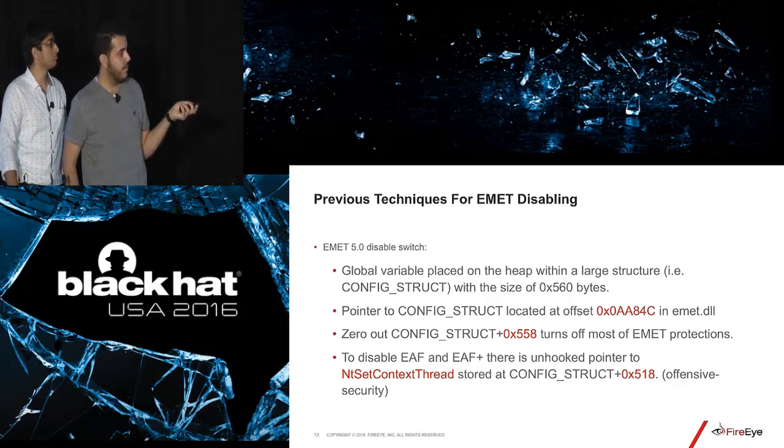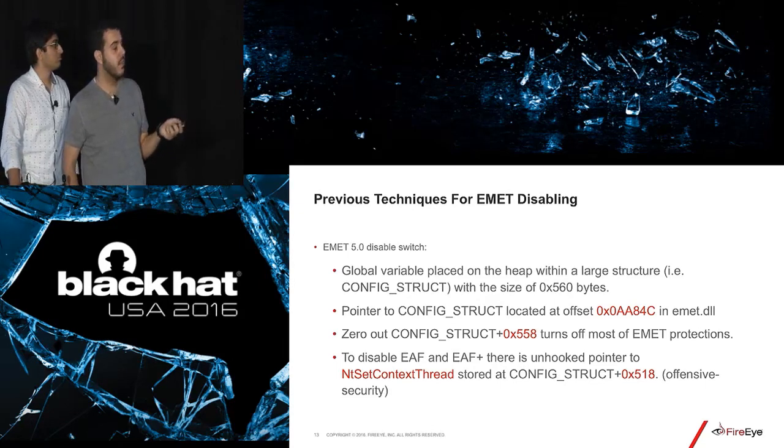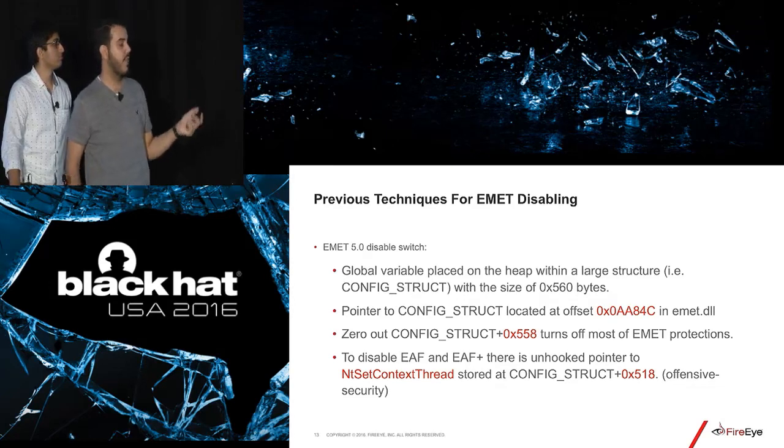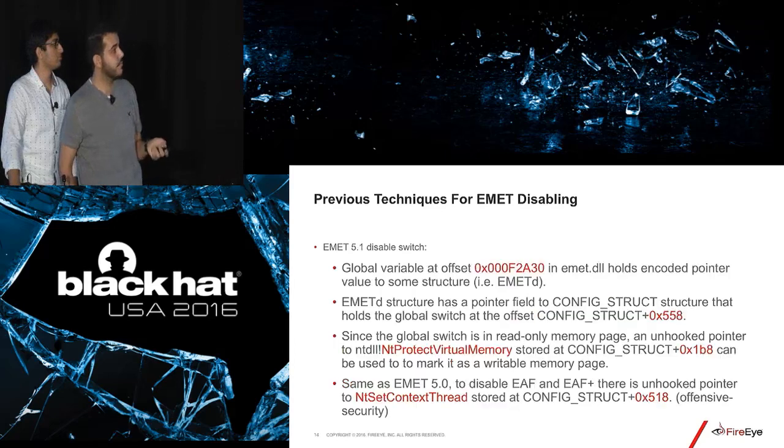To disable the EAF, they found there is an unhooked pointer, undetoured let's say, to the anti-set context thread, which should be used to assign the zeroed-out context structure to the current thread and then disable the EAF.